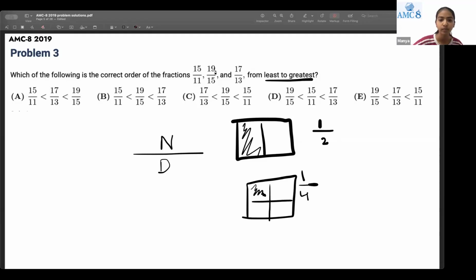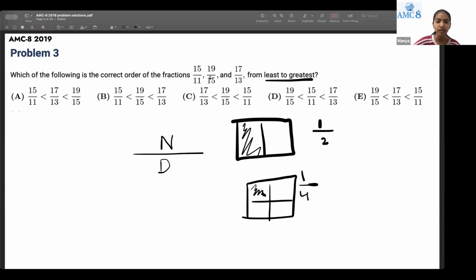This just proved why. And so what is the smallest denominator here? It's 11, and then 13, and then 15. And 11 plus 4 is equal to 15. 15 plus 4 is equal to 19. 13 plus 4 is equal to 17. So D plus 4 is equal to N. Denominator plus 4 is equal to the numerator in this case.